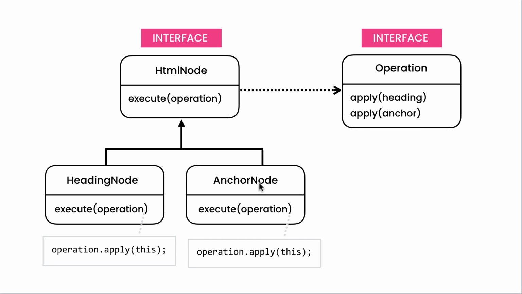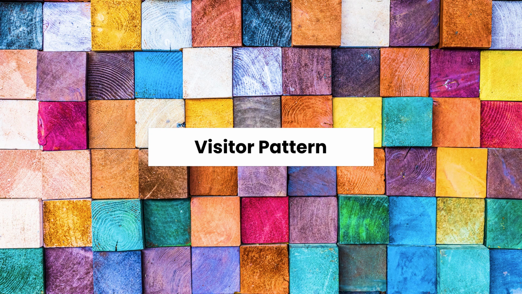Similarly, in the anchor node class, we're going to implement the execute method, and our implementation is going to look exactly like the implementation of the execute method in the heading node class. We call operation.apply and pass this. Because we are inside the anchor node class, this represents an anchor node object. So this statement will call the second apply method of this operation object. And this is what we call the visitor pattern. Now, where does the name come from? We haven't talked about the concept of a visitor.